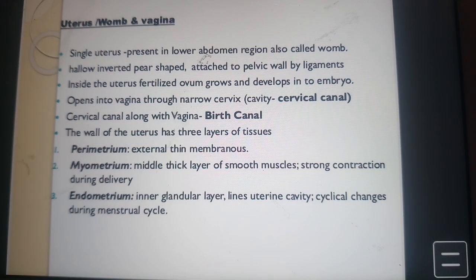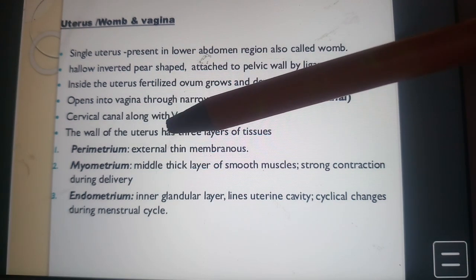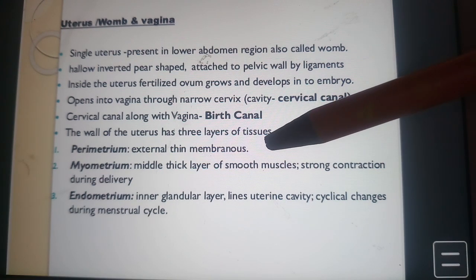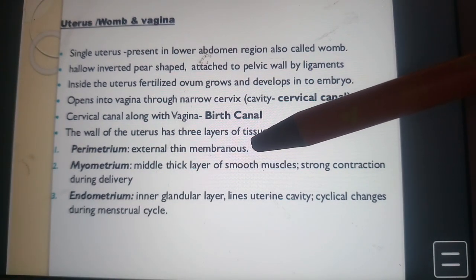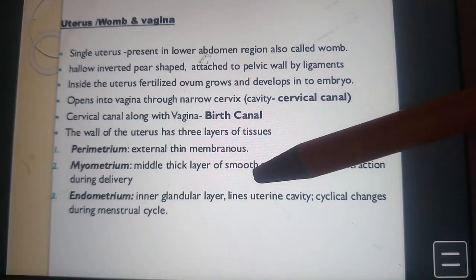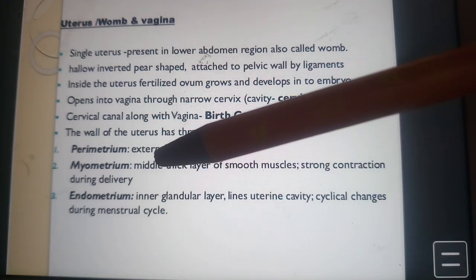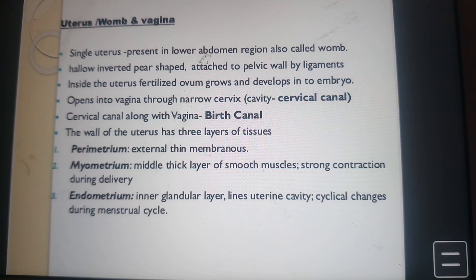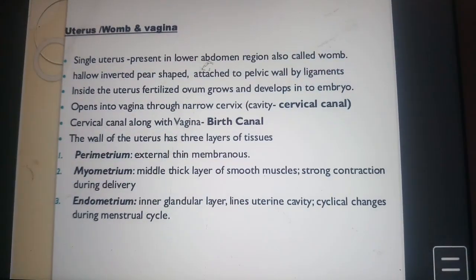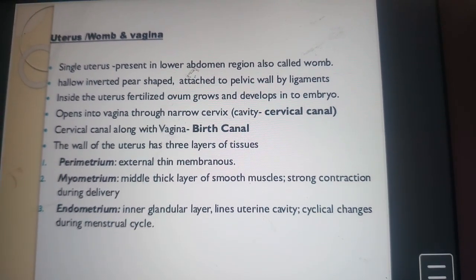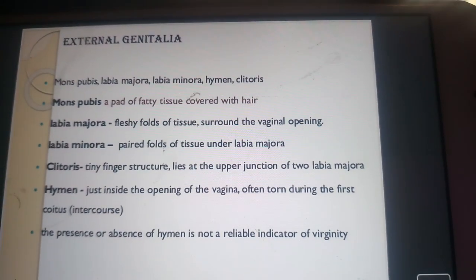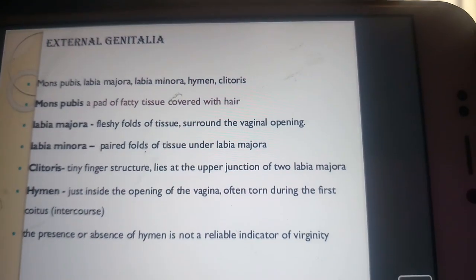Next, as we discussed already, the uterus, which is called the womb. The wall of the uterus has three layers of tissues: perimetrium, myometrium and endometrium. Perimetrium is the external thin membranous layer. Myometrium is the middle thick layer of smooth muscles, for strong contractions during the delivery of the baby. Endometrium is the inner glandular layer that lines the uterine cavity, with cyclic changes, as we revised already. Next, we have to study the external genitalia.